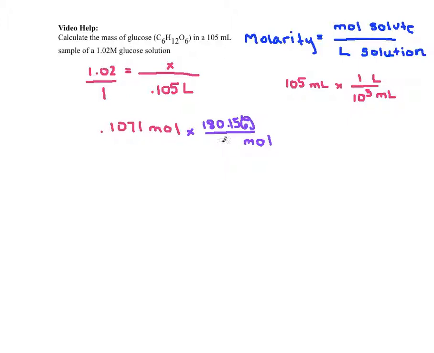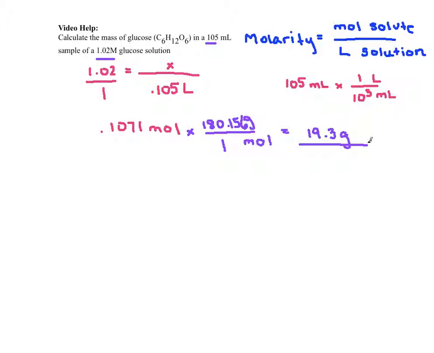all over 1 mole. Now you're going to take the 0.1071 and multiply it by the molar mass, and I get 19.2947076. If you look at the original problem, we've got 3 sig figs here, we've got 3 sig figs here, therefore my final answer needs 3 sig figs. So this is just going to be 19.3, because the 19.29 rounded to 19.3. My units are grams. That's all there is to it.